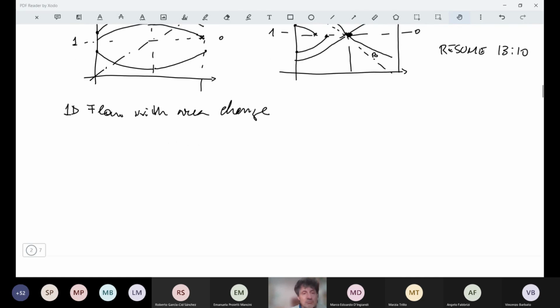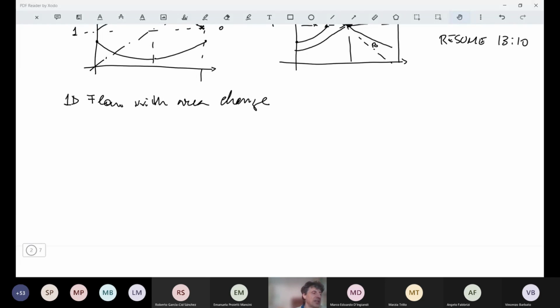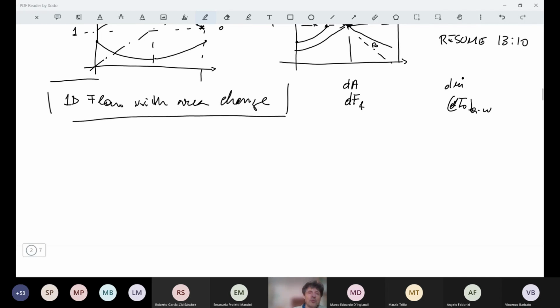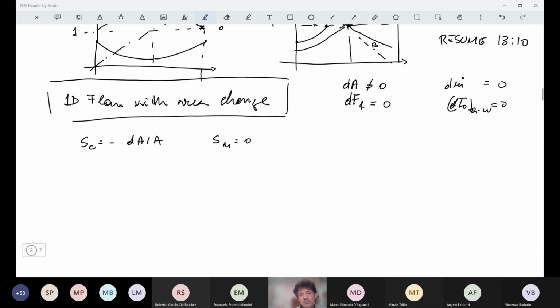And here we have to go back to our source terms, considering that the driving potentials are dA, the friction, and then we have the mass flow rate m-dot and dT0. In this case, we are going to consider the assumption that dA can in general be different from zero, whereas all these other terms are assumed to be zero. As a consequence, we have that our SC is minus dA over A, as M is equal to 0, SE also.